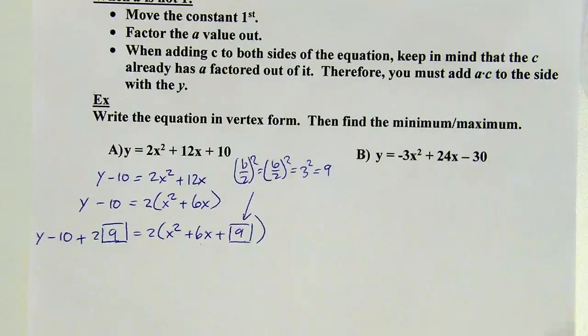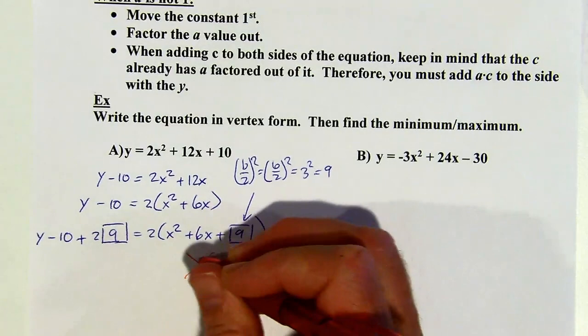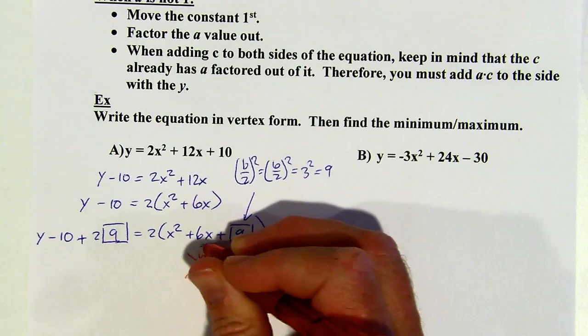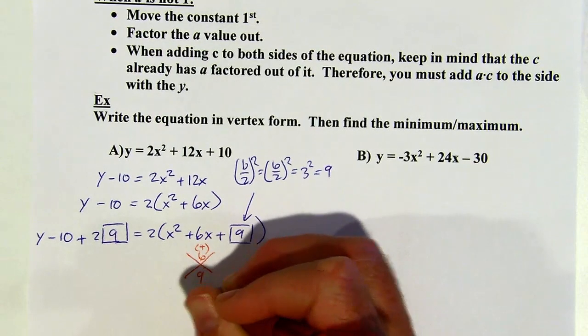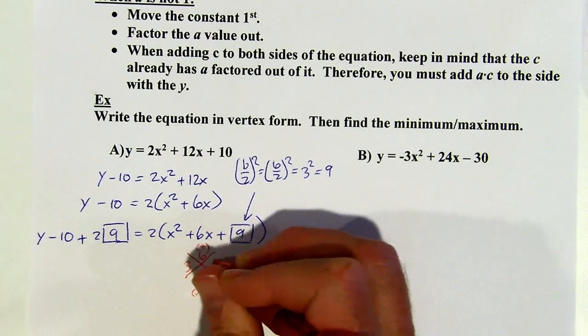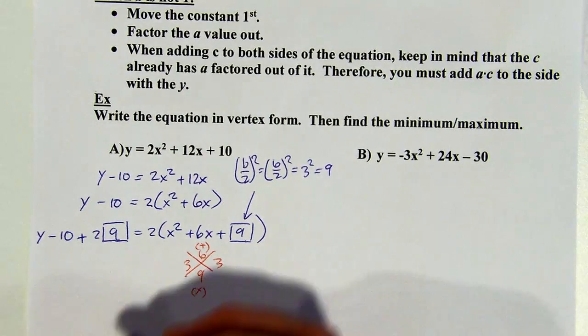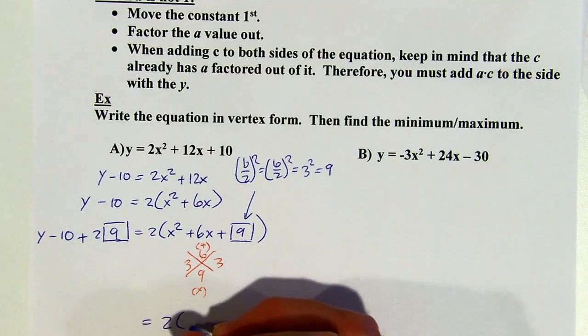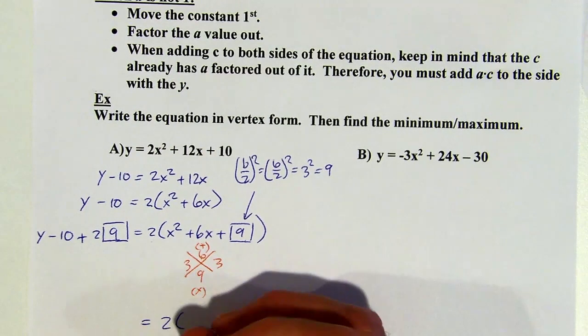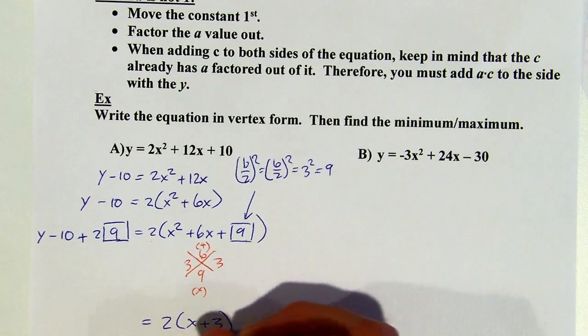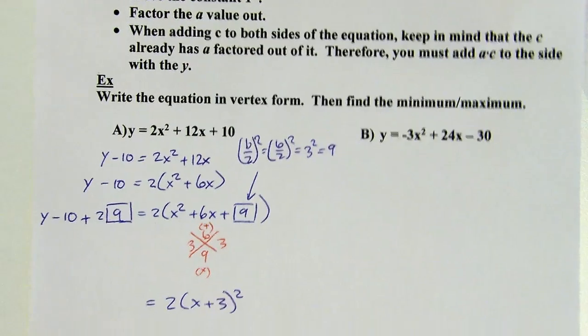Okay. Now I'm going to factor this trinomial. It should factor into something times itself. And I can do this with double 3's. 3 times 3 is 9. 3 plus 3 is 6. So this is going to be 2, still got the 2 out there, and then I've got x plus 3 times x plus 3, or x plus 3 squared.